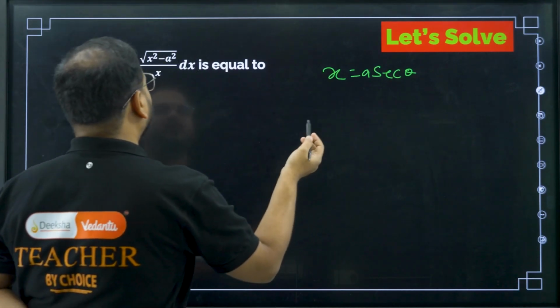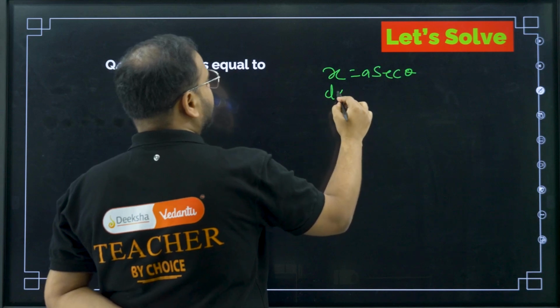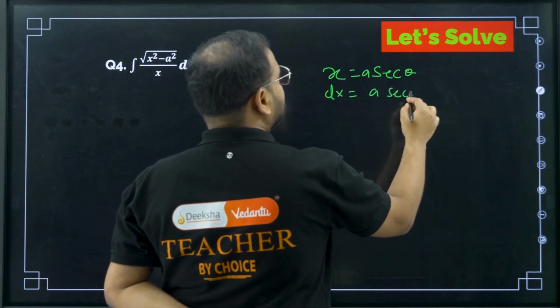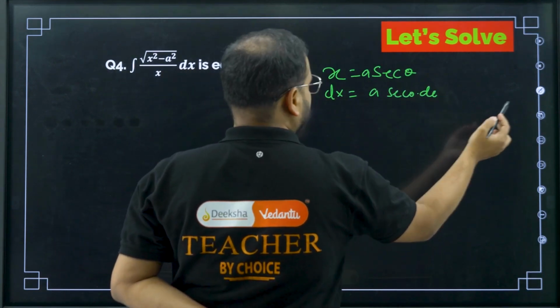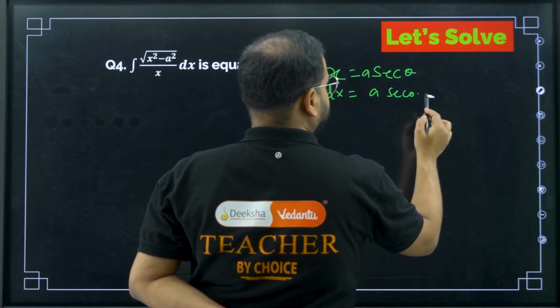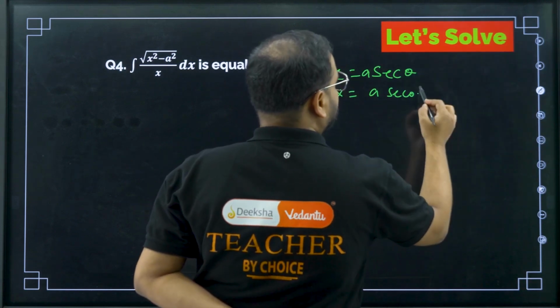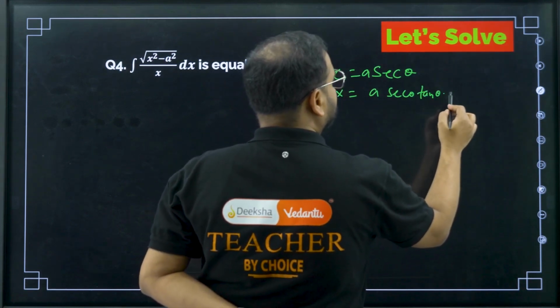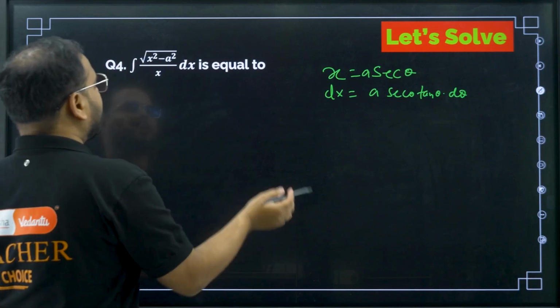Have a look over here only. Why keep it for later? So dx will be what? A sec theta d theta. Not d theta. Tan theta. A sec theta tan theta d theta. Am I right? Okay. Now replace these values.